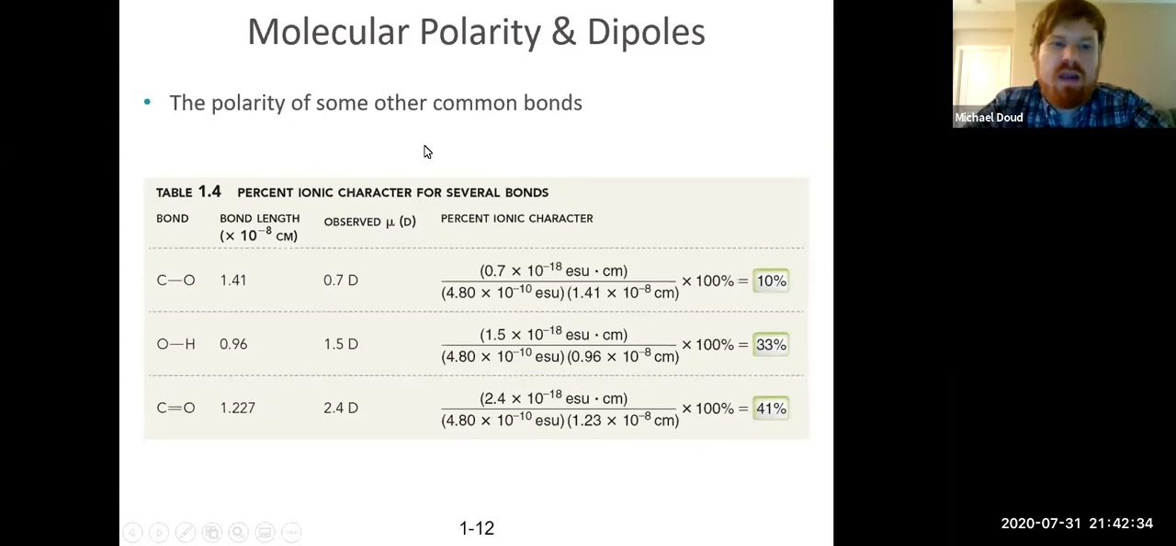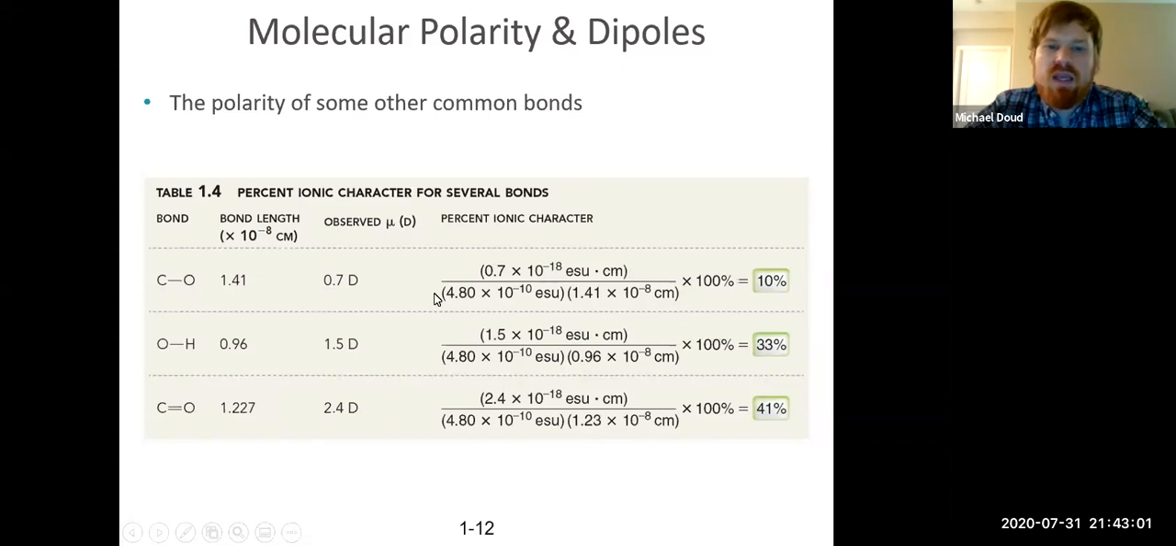Yeah, so just comparing here, we have a carbon-oxygen single bond, an oxygen-hydrogen single bond, and a carbon-oxygen double bond. We're looking at the percent ionic characters here to give us an idea of the polarity. So first we'll look at the Debye. The carbon-oxygen single bond has an observed dipole moment of 0.7 Debye. The oxygen-hydrogen single bond is 1.5 Debye. And then the carbon-oxygen double bond is 2.4 Debye.